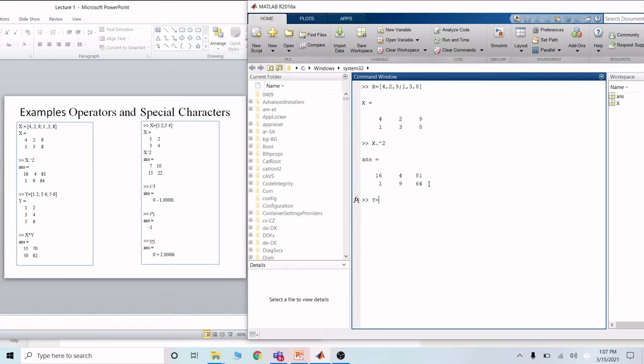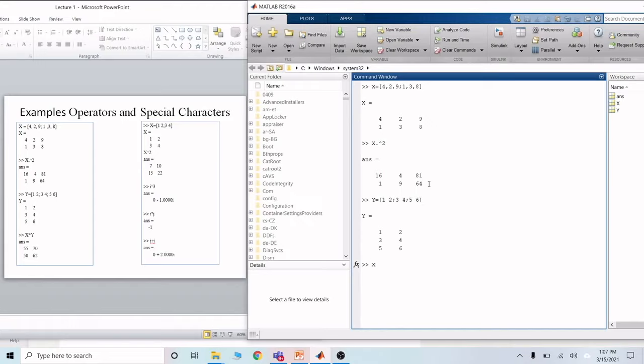Next, I am taking Y: 1, 2, semicolon, first row, second row, third, fourth. Next, 5 space 6. This is 1, 2, 3, 4, 5, 6. First row 1, 2, second row 3, 4, third row 5, 6. This is a 3 cross 2 matrix. I'm multiplying x cross y. The size of x is 2 cross 3 and y is 3 cross 2. The output should be 2 cross 2.